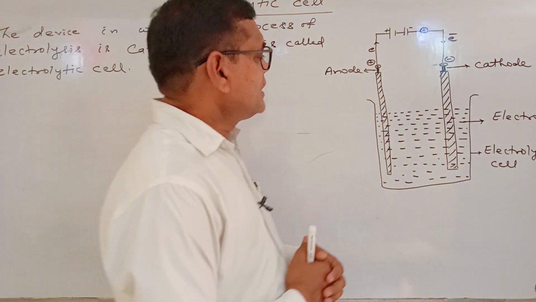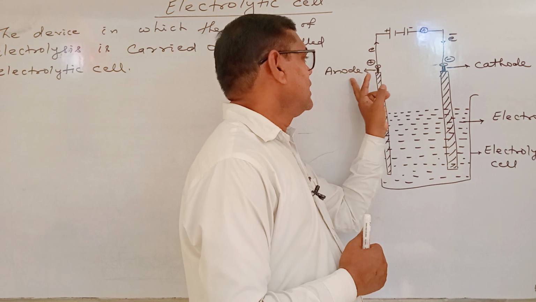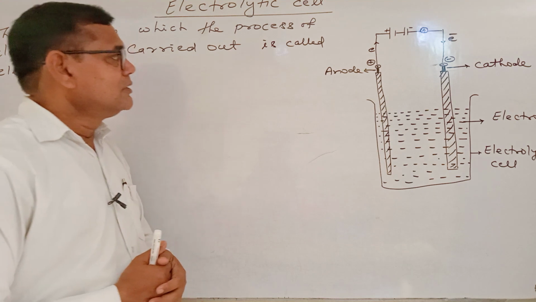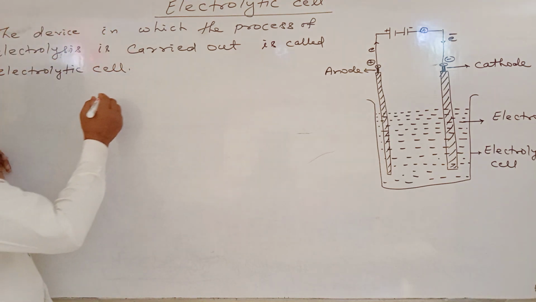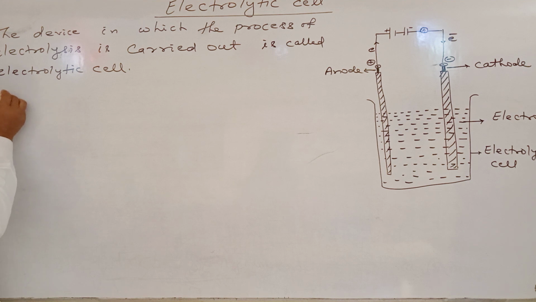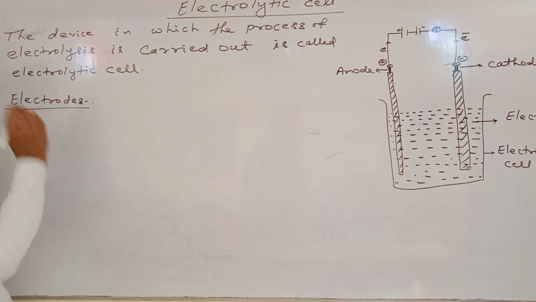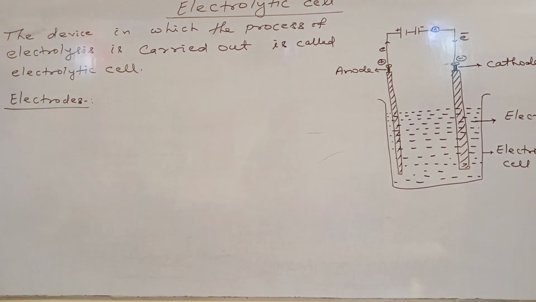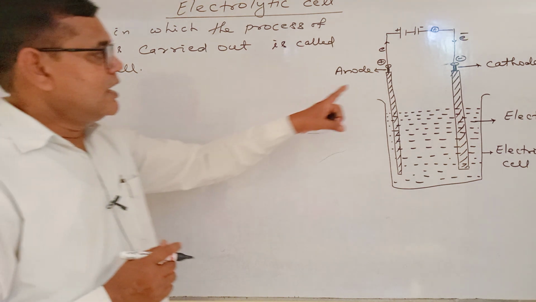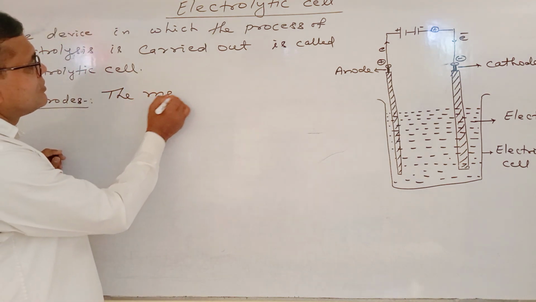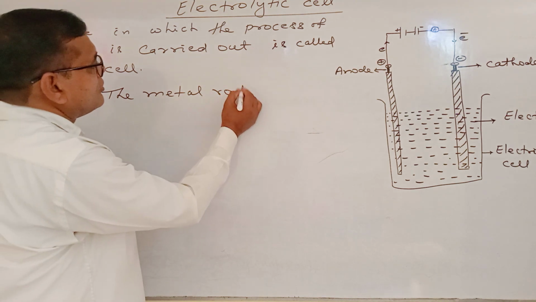Now we explain anode and cathode. These are called electrodes. Here we write the heading electrodes. It is a side heading of electrolytic cells. These are metal rods.